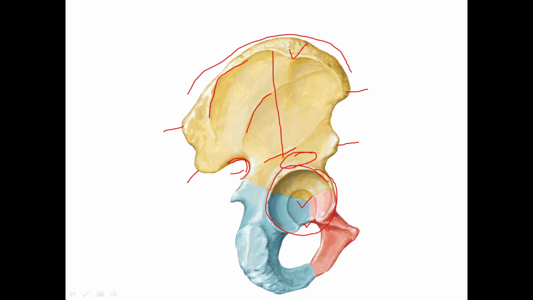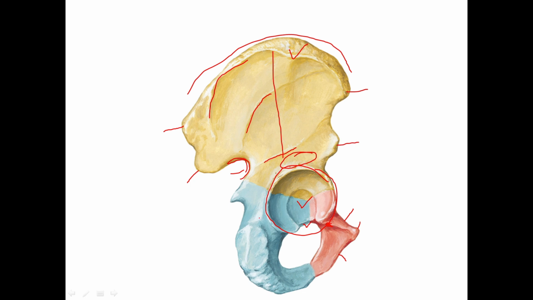Now we come to the pubic bone. On the pubic bone we have the very important pubic tubercle. It has two rami, the superior and the inferior pubic ramus. At this place we have the obturator crest.